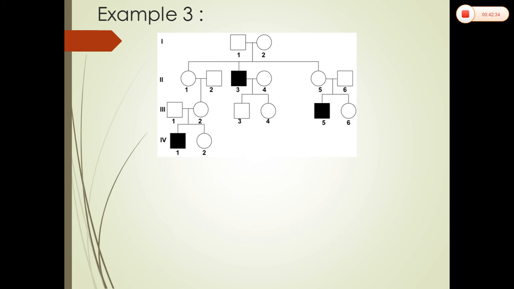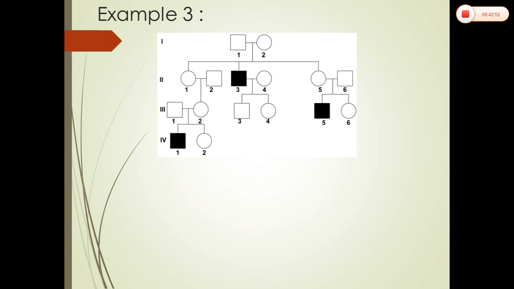Find it out. What you can see here: parents are not affected, it is recessive. Generations are skipped, yes. Crisscross inheritance is there, yes. This is sex linked recessive. Males are affected, yes.